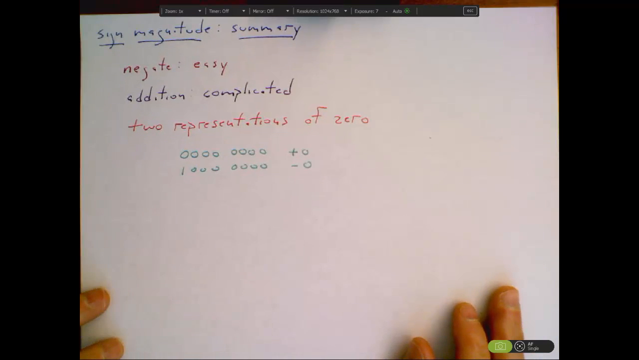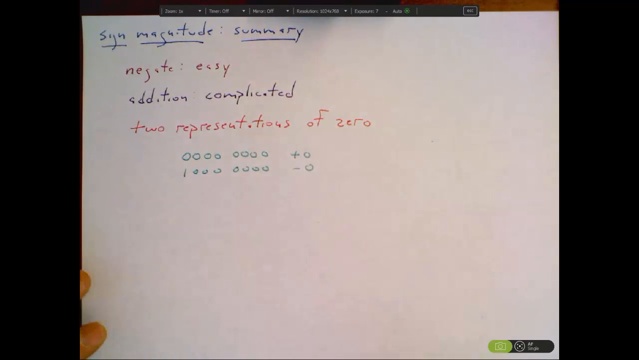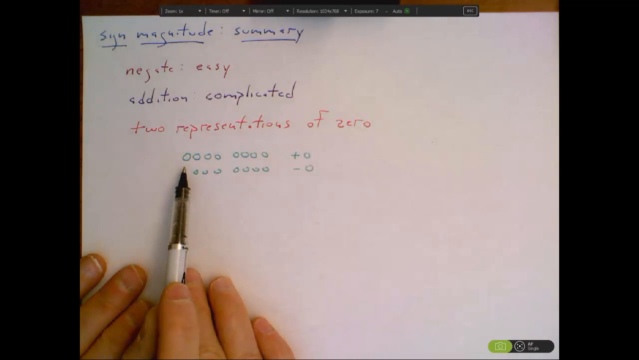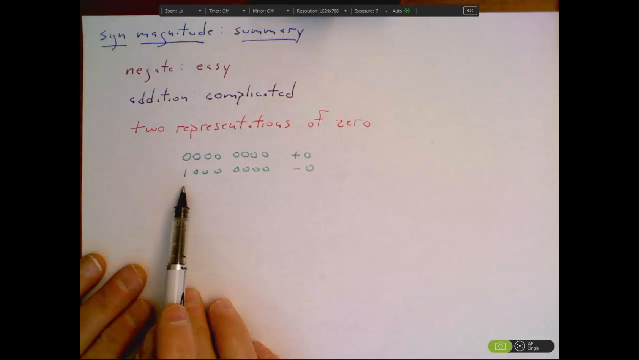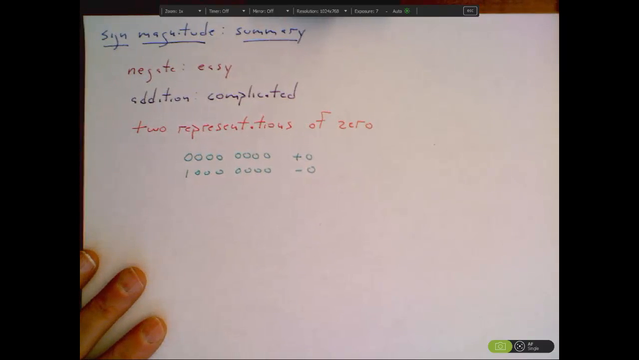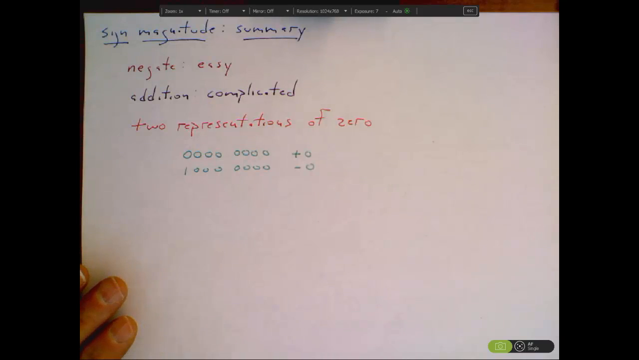Let's just summarize those thoughts on another slide here. Right, the negate is easy. The addition, though, is complicated. Also note that there's actually two representations of 0. Right? If the magnitude is 0, I can either put a plus sign in front of it, or I can put a minus sign in front of it. So I end up with two representations of 0, which can be problematic because to test for 0, then I've got to look for two different bit patterns.